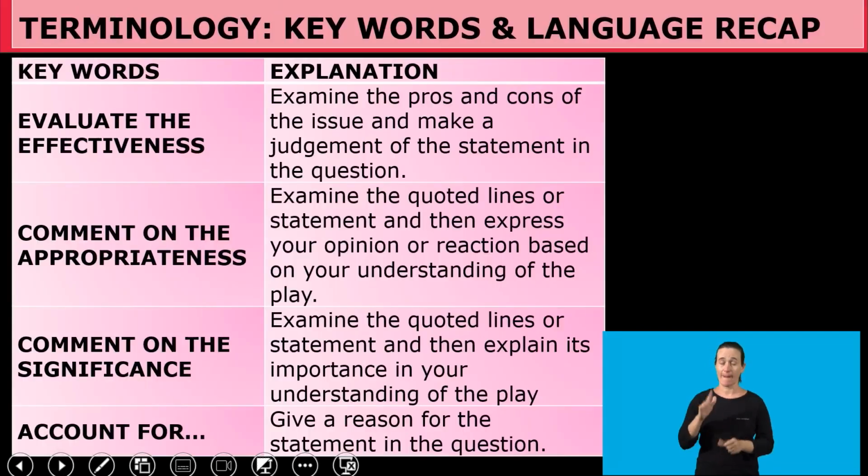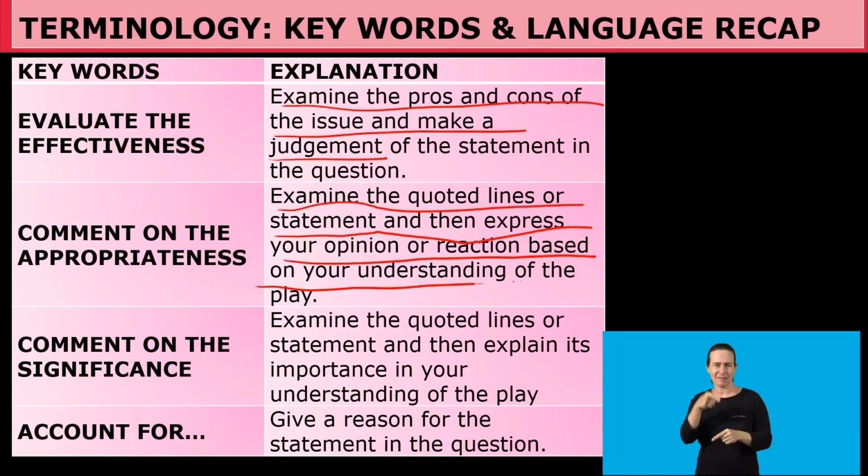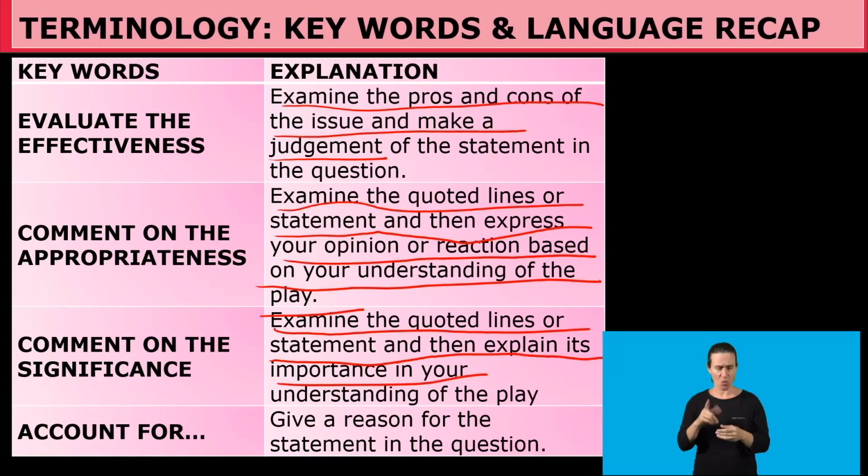Now, let's look at the keywords again. Evaluate the effectiveness means to examine the pros and the cons of the issue and make a judgment of the statement in the question. Comment on the appropriateness means to examine the quoted lines or statement and then express your opinion or reaction based on your understanding of the play. Comment on the significance. Examine the quoted lines or statement and then explain its importance in your understanding of the play. Account for, to give a reason for the statement in the question.